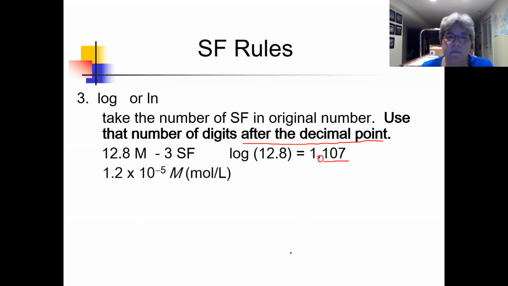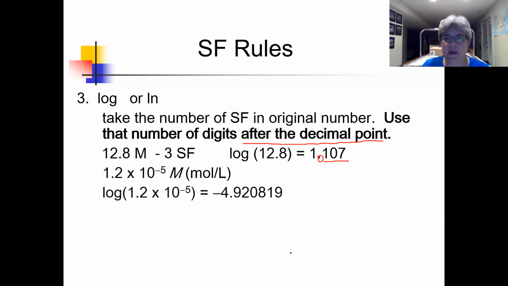Okay, another example. Here's another number. I take the log, and my calculator gives me all of these numbers. So what should I report as my final answer? So remember, what's the rule? We look at the original number, and it has 2 significant figures. So that means I need 2 after the decimal. So you should give your answer as 4.92.